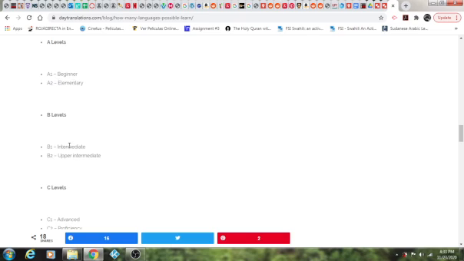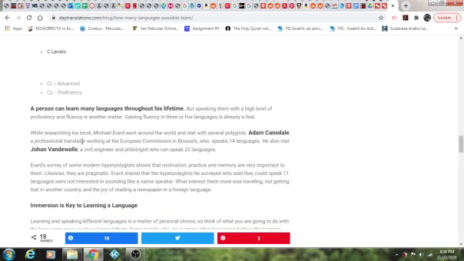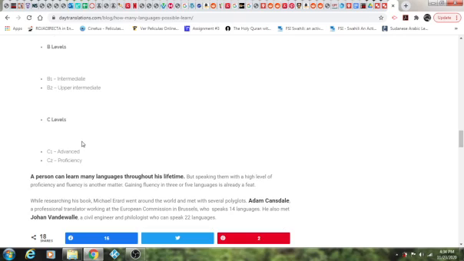B1 is a solid intermediate level. B is the independent user level. Well, B2 is upper intermediate, and I would say that B2 could be considered lower advanced as well. C1 is solid advanced, and C2 is just complete proficiency, close to native level.